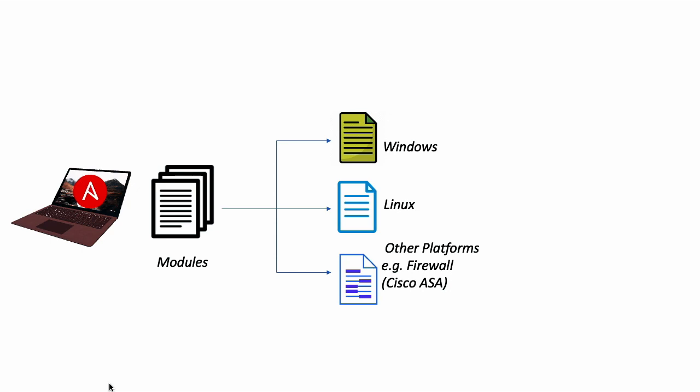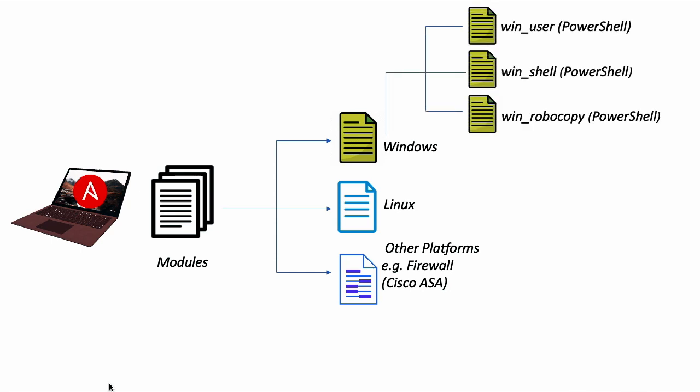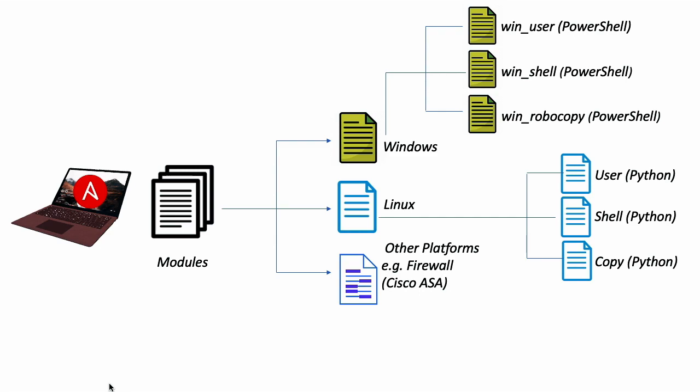Now going further, we have a few of the Windows built-in modules, which are win_user, which is used to manage users in a Windows machine, win_shell to execute PowerShell commands, and win_robocopy to copy data in a Windows environment. There are several other Windows modules as well, and all these modules are written in PowerShell because PowerShell is native to the Windows platform. Similarly for Linux, we have user, shell, and copy modules, which do similar tasks in a Linux environment, and all these modules have been written in Python.